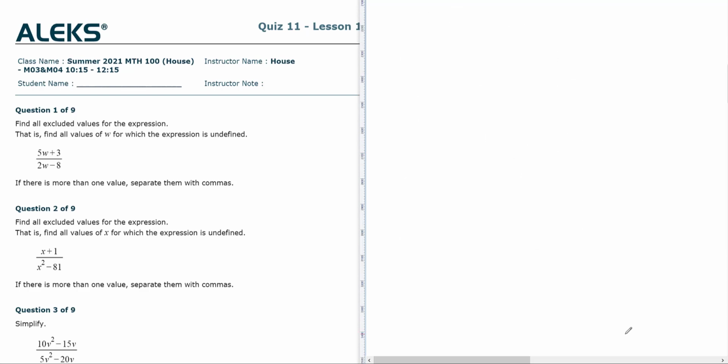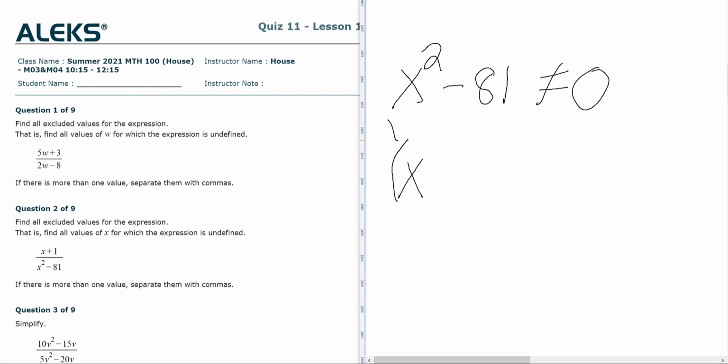Question number 2. Find all excluded values for the expression, that is, find all values of x for which the expression is undefined. Now this time we have a quadratic that is a second degree in our denominator. And it can never be 0, and because it's a second degree, that means there are going to be 2 values we must exclude.